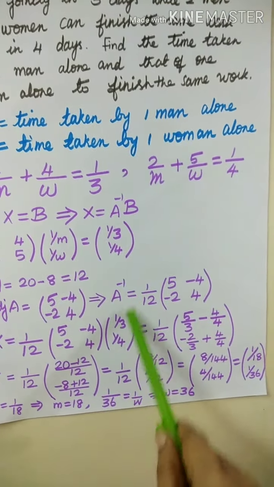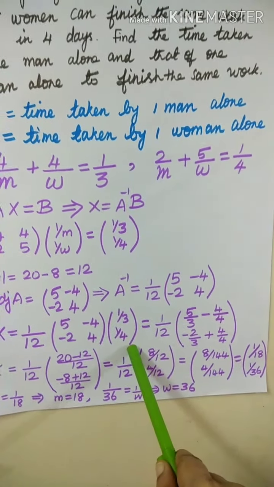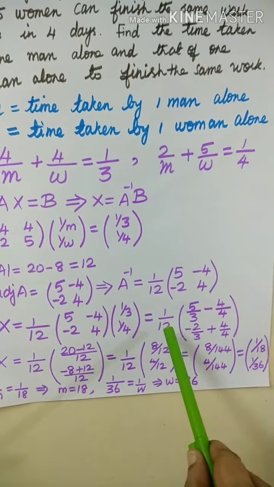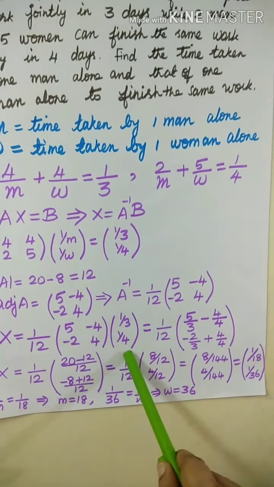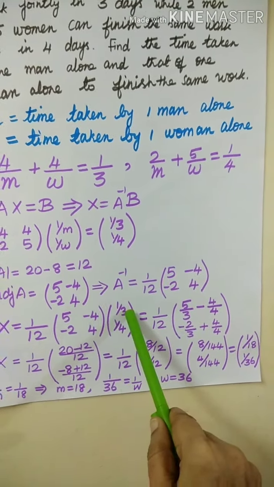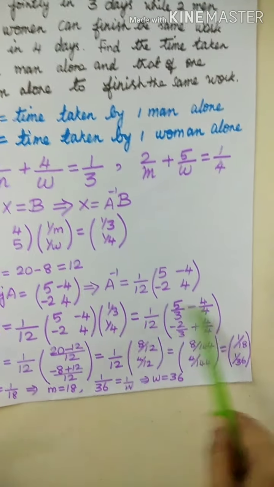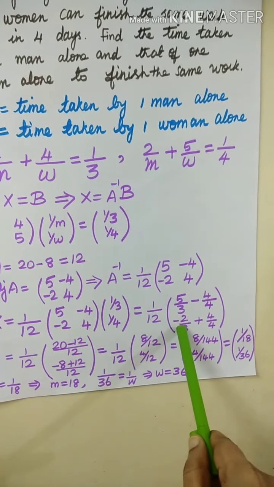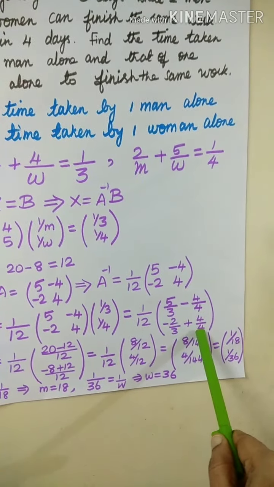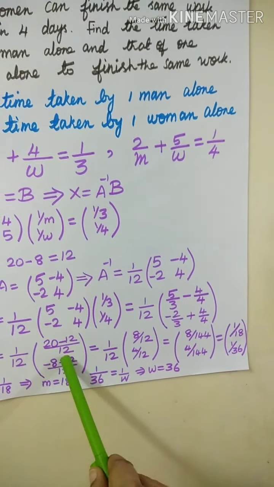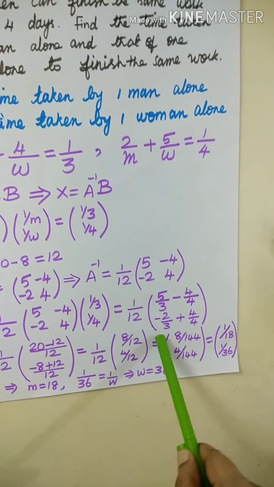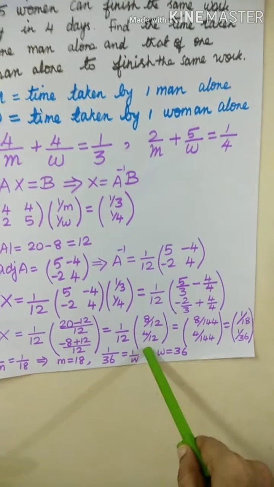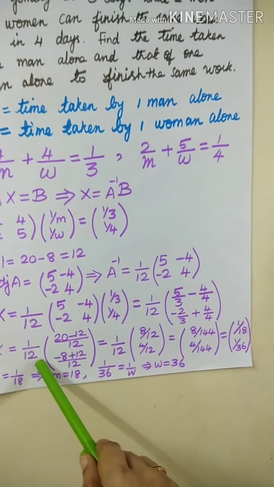Again here we are left with fractions, so let us be careful while multiplying. Keep 1 by 12 as it is. As usual, first row by first column: 5 into 1 by 3 minus 4 by 4. Minus 2 into 1 by 3 plus 4 by 4. Simplifying this, taking LCM as 12 again: 20 minus 12 by 12, minus 8 plus 12 by 12. And there is a 1 by 12 which is outside.